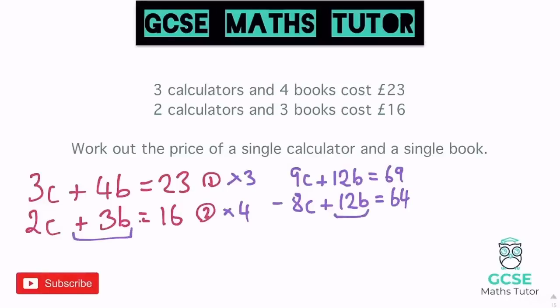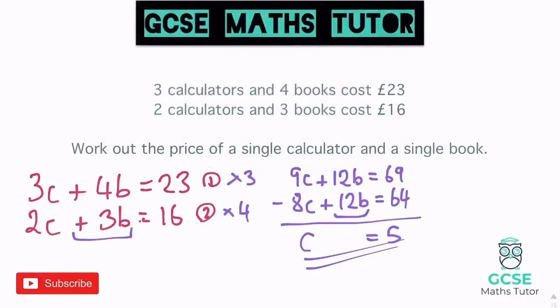So I'm going to do the bigger one on top, take away the smaller one on the bottom. So 9C, take away 8C, leaves us 1C. And 69 take away 64 is 5. So straight away we get our answer there, C equals 5. So there's our first answer, C equals 5. And then we just need to sub that back into one of these equations.